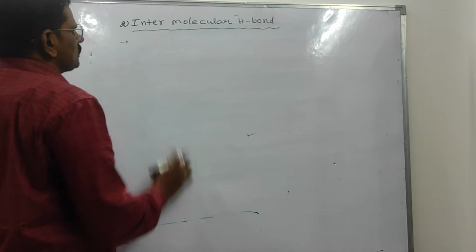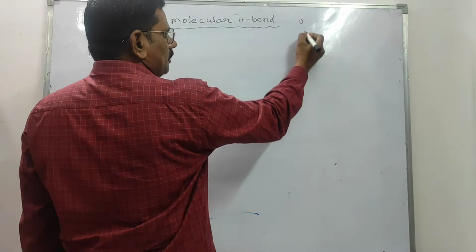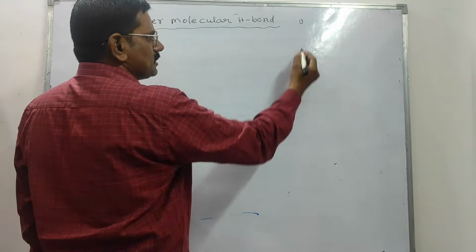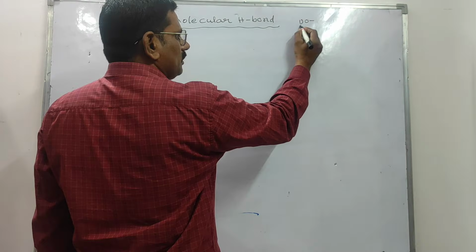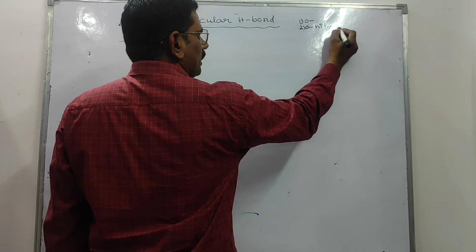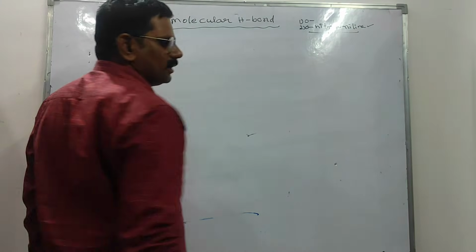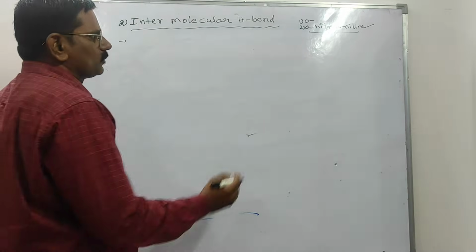So before starting intermolecular hydrogen bond, I will repeat intramolecular hydrogen bond examples. Orthonitrophenol, and orthonitroaniline also exhibits intramolecular hydrogen bond.